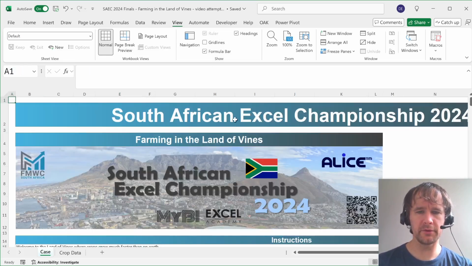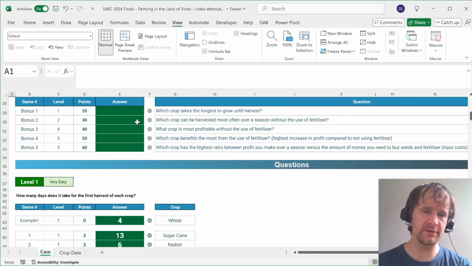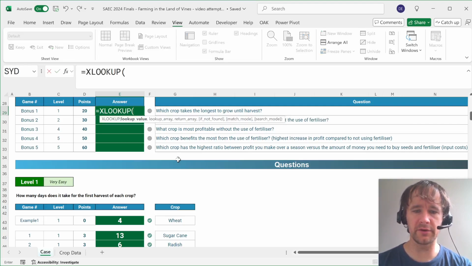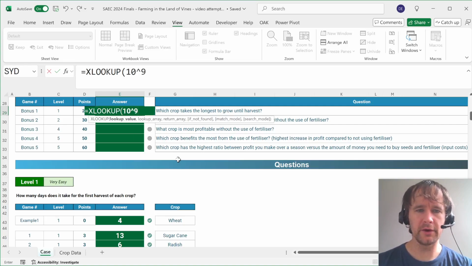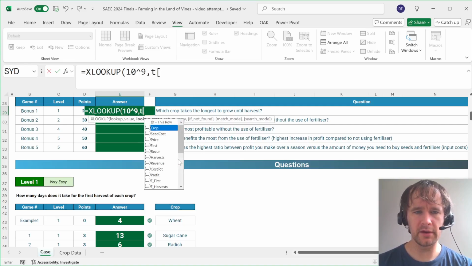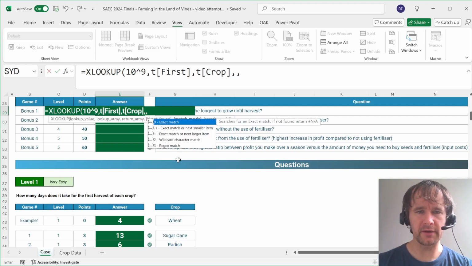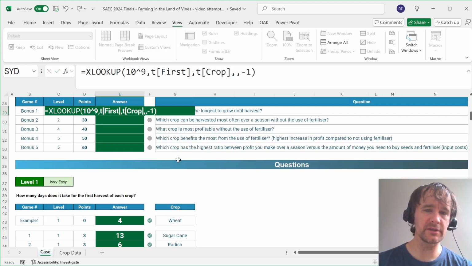All right, so then let's do the bonus questions quickly, and then I'll explain level 7 and my plan for that, but I'm not going to solve that today. Which crop takes the longest time to grow until harvest? So anything where it's longest, you just look up an enormous number in T first is days to first harvest, returning from T crop, and we want exact match or next smaller item, and it'll match against the biggest one.